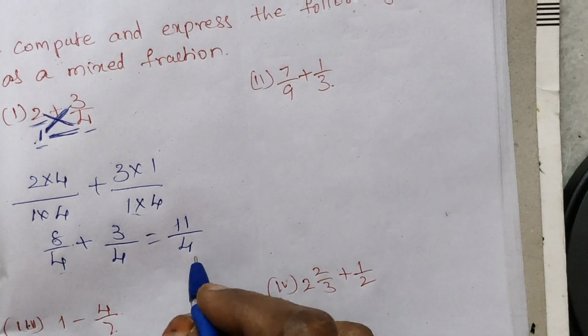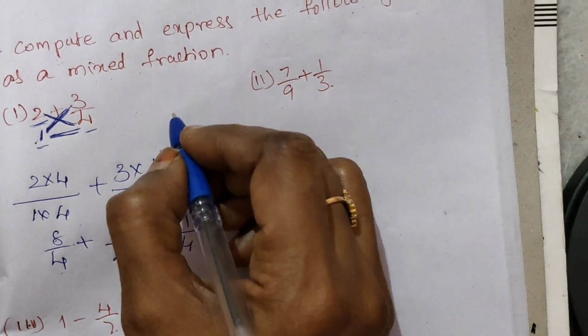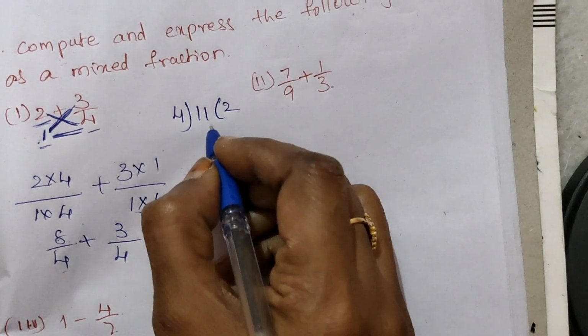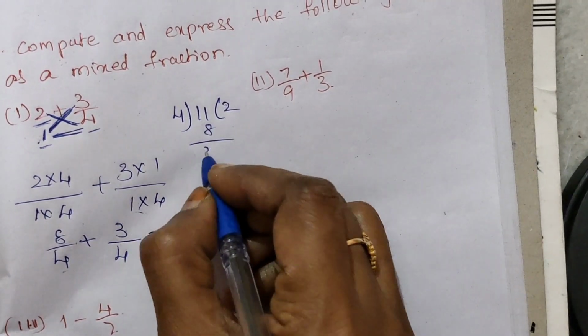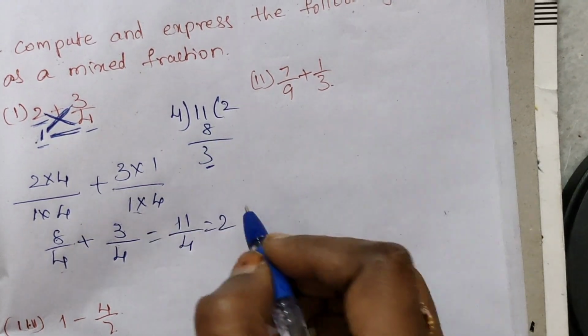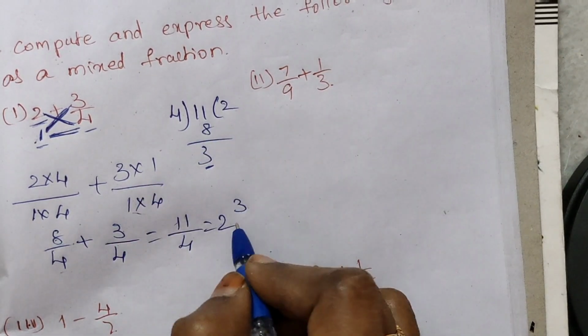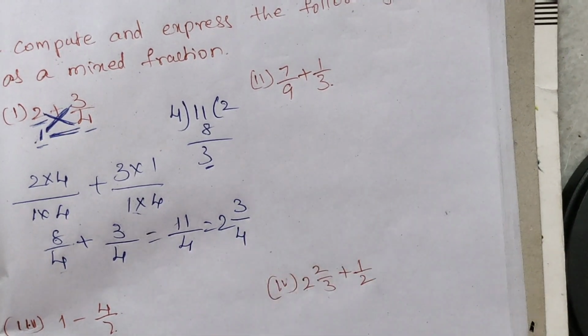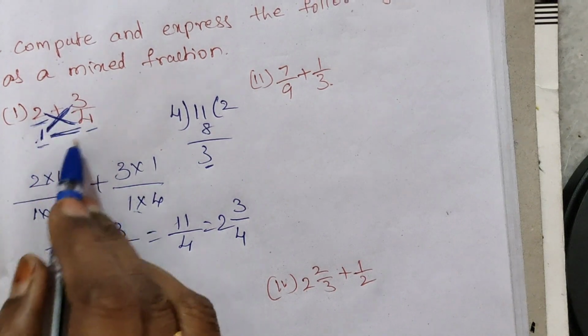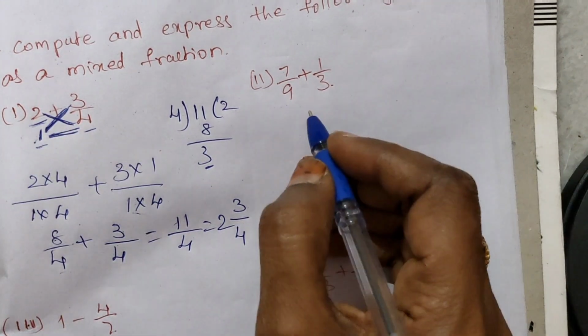And they are asking to convert that into a mixed fraction. I will do that. 4 2's are 8, 11 minus 8 is 3. So this can be written as 2 and 3 by 4. This is the mixed fraction. Okay, next question.